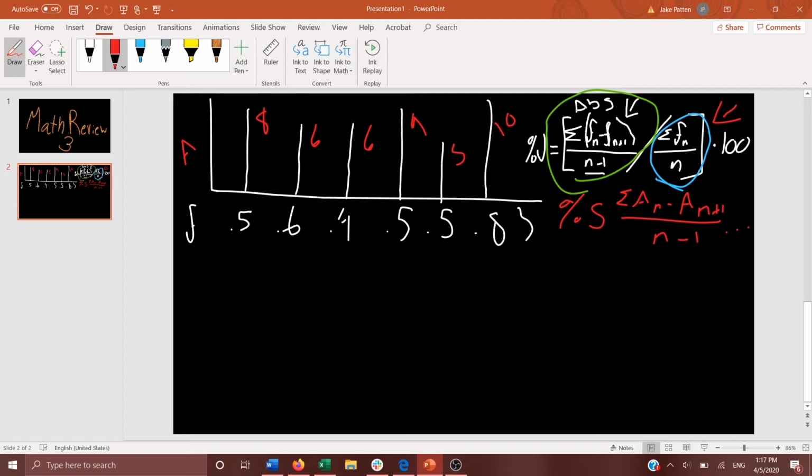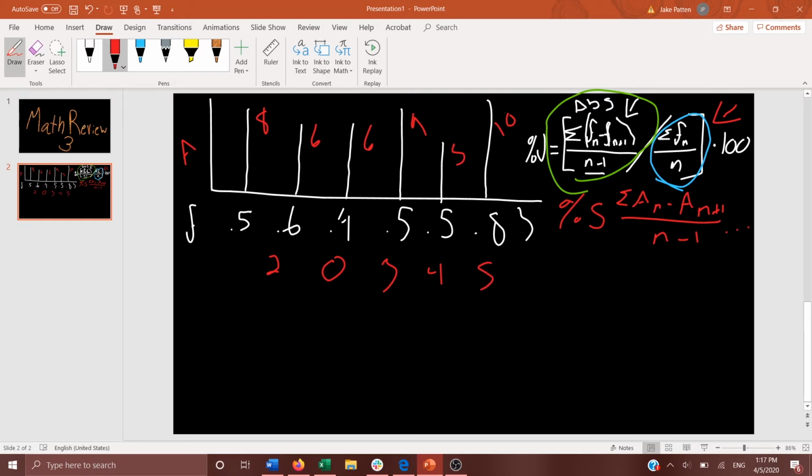So just like before, we want to find the difference between each of these amplitudes. That's the first thing we want to do. So the absolute value of 8 minus 6 is 2. The absolute value of 6 minus 6 is 0. Absolute value 6 minus 9 is 3. Absolute value 9 minus 5 is 4. Absolute value 5 minus 10 is 5.